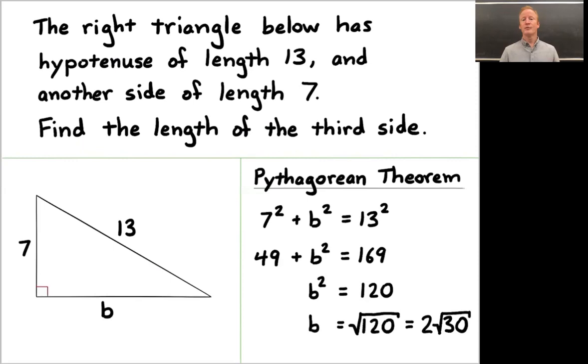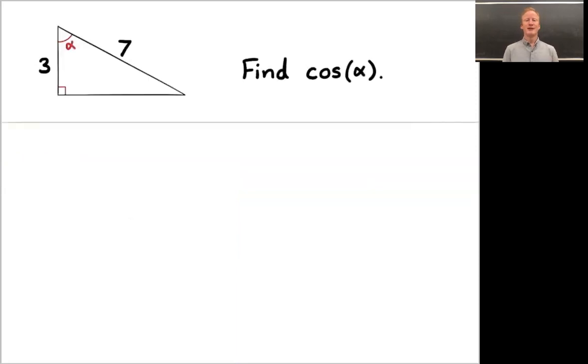That's the first 4 problems. One more problem to go. Find cosine of alpha. There's a picture in the top left corner with an angle labeled as alpha. There's a side on the triangle that has length 3 and another side that has length 7. Figure out what cosine of alpha is. Pause it to do that. When you're all finished, unpause. We'll talk about the solution.